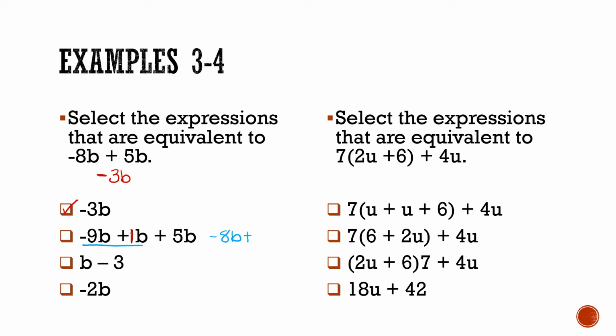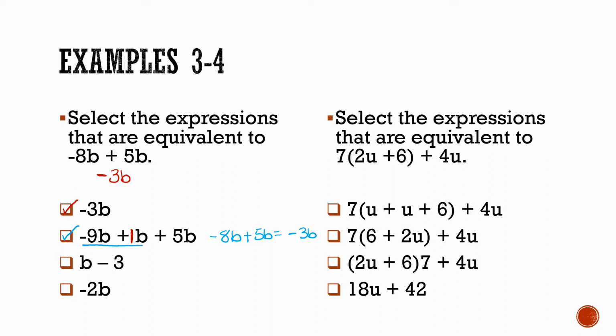And then come back and get your 5b. Now, do you have more negative or more positive? We still have more negative. And are we going to add or subtract 8 and 5? Since they have different signs in front of them, we will subtract them. 8 minus 5 is 3. And don't forget your variable b. So again, we get negative 3b.